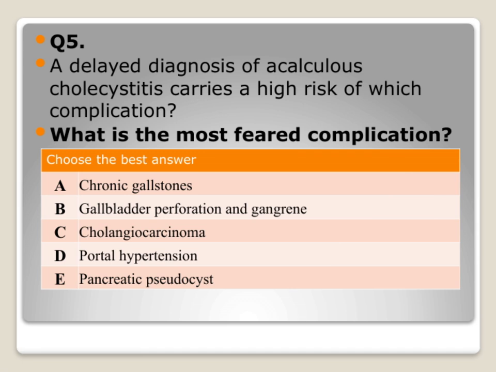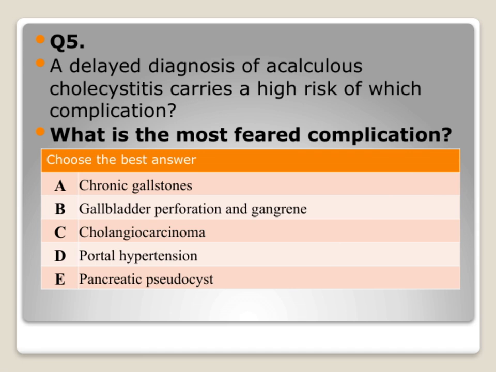Among all these options, the most feared complication is gallbladder perforation and gangrene because it significantly increases the risk of peritonitis and sepsis, which can be life-threatening. This highlights the importance of early detection and management. Remember, delayed diagnosis can escalate a relatively manageable condition into a serious emergency.